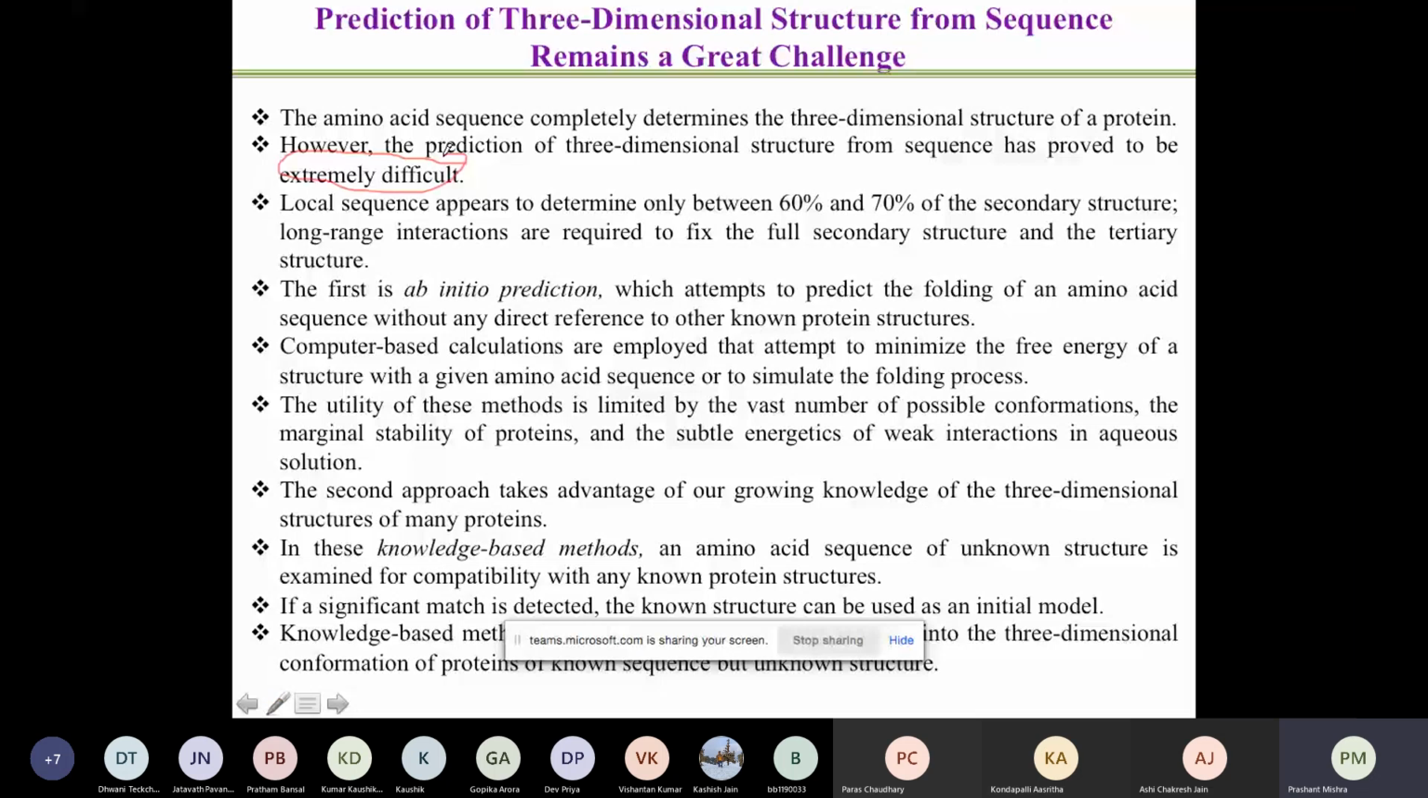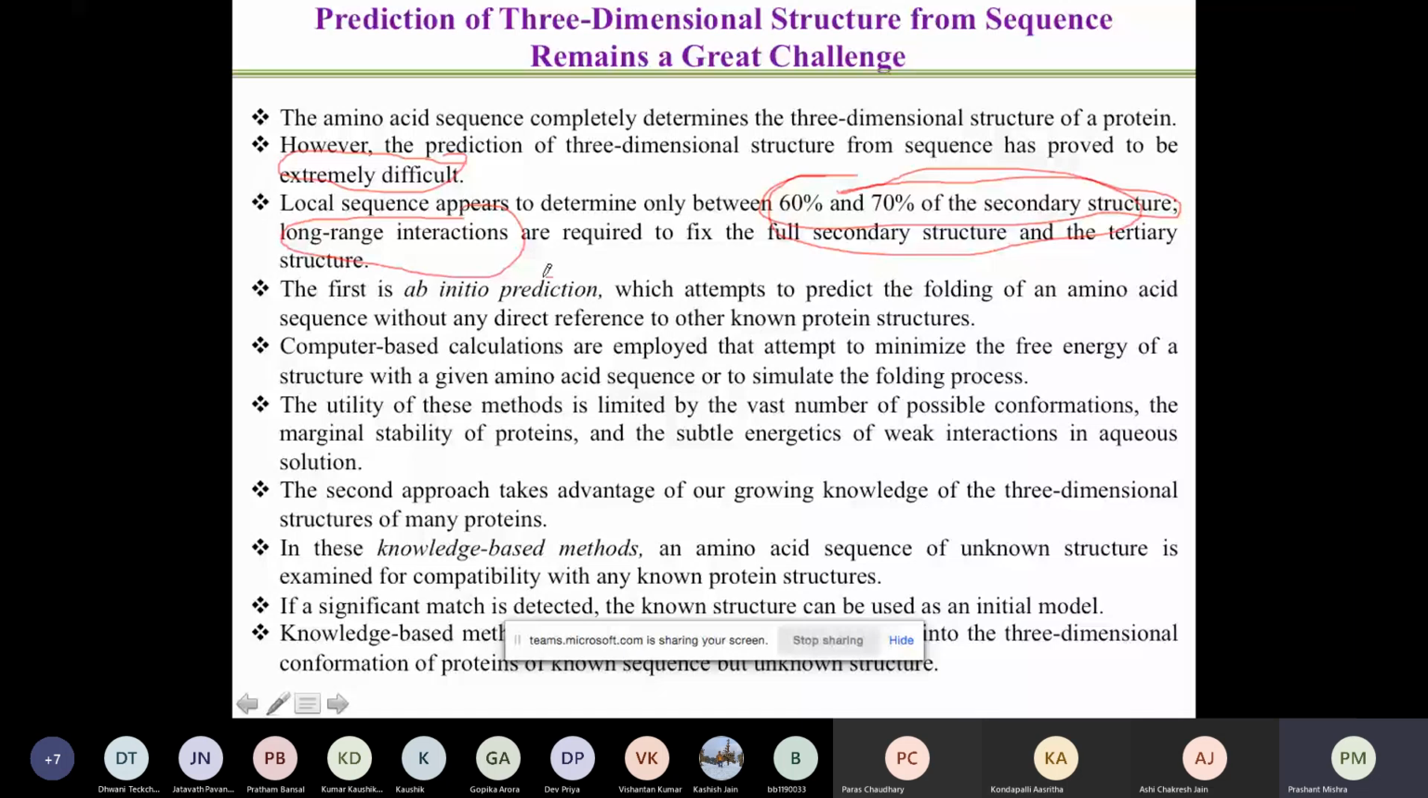Local sequence appears to determine around 60 to 70% of the secondary structure. If I look at the local interaction, as I said, these amino acids will give you the alpha helical structure, and these amino acids have a tendency to form beta sheet. By that kind of prediction, we can give 60 to 70% of the secondary structure. But how about the other 30%? We cannot fix that. What you require is long-range interaction, that means interaction globally, how the amino acids interact globally.